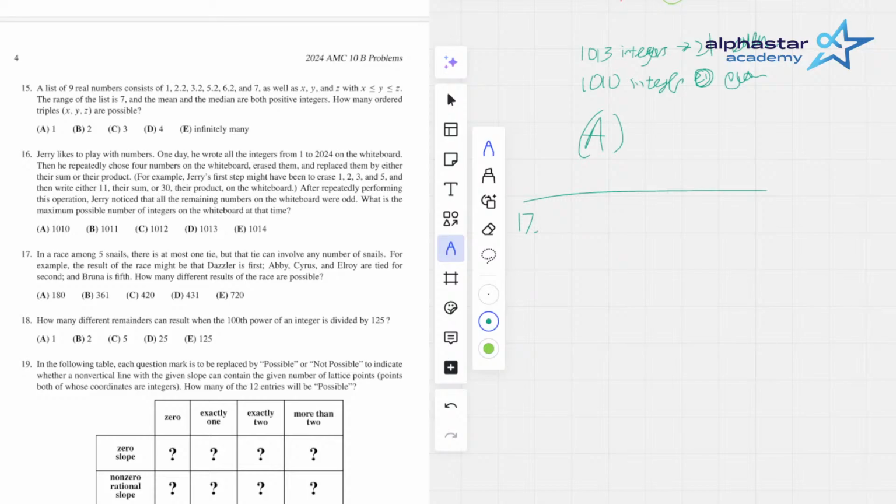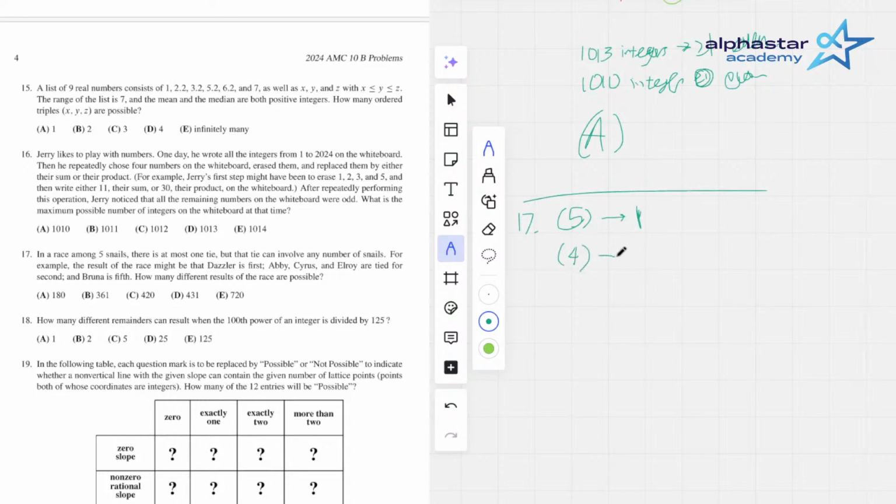How many different results of the race are possible? Okay. Let's see. Yeah, sure. So let's do casework on what that tie is specifically. That tie could be all 5 of them, which gives us one possibility. They're all tied for first, I guess.